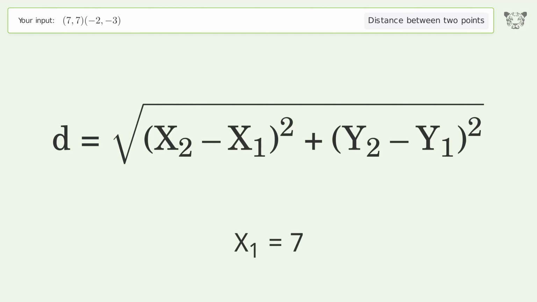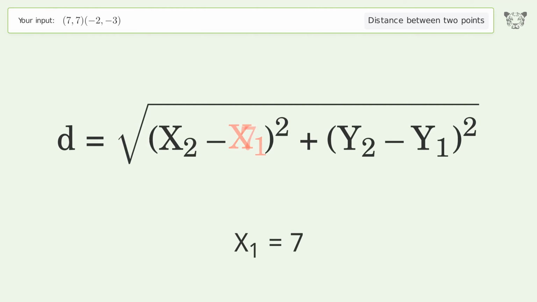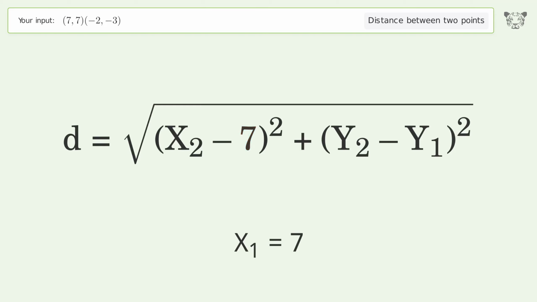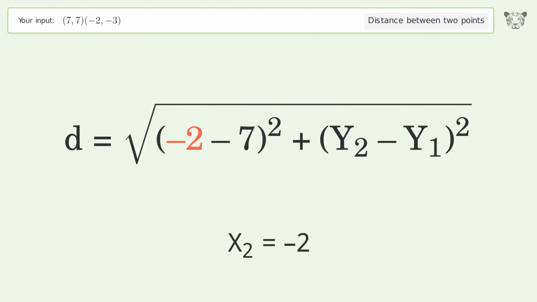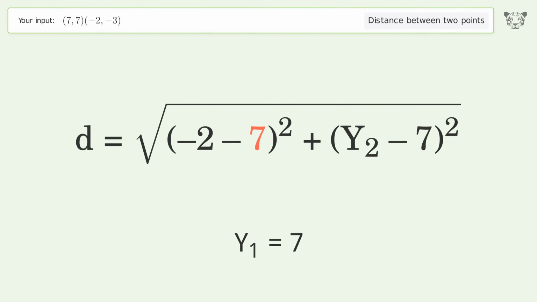x1 equals 7. x2 equals -2. y1 equals 7. y2 equals -3.